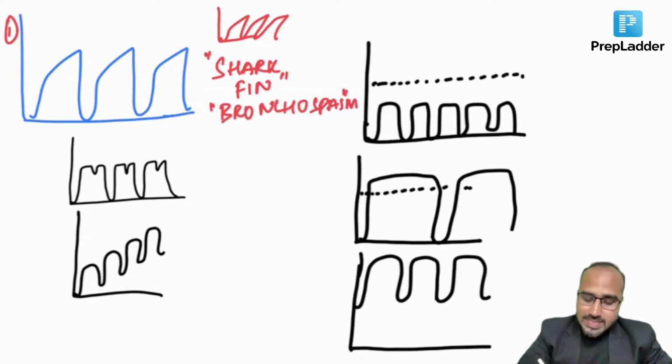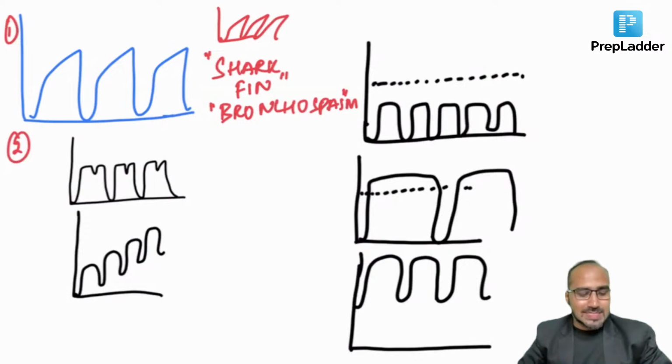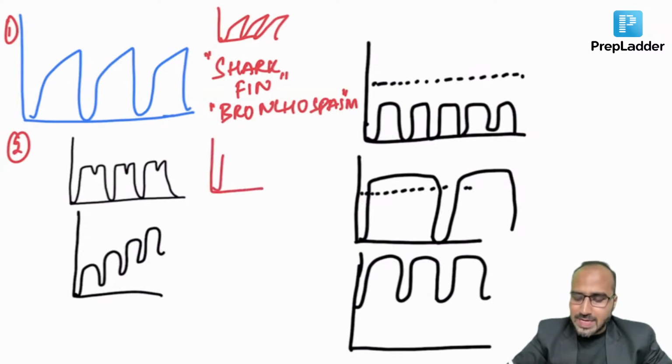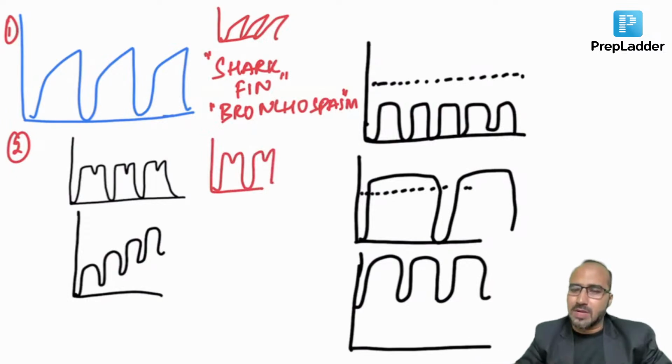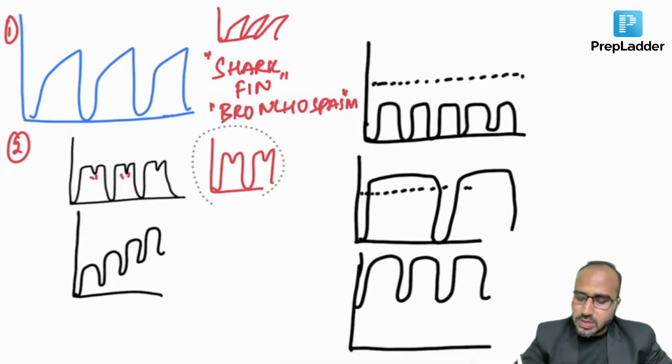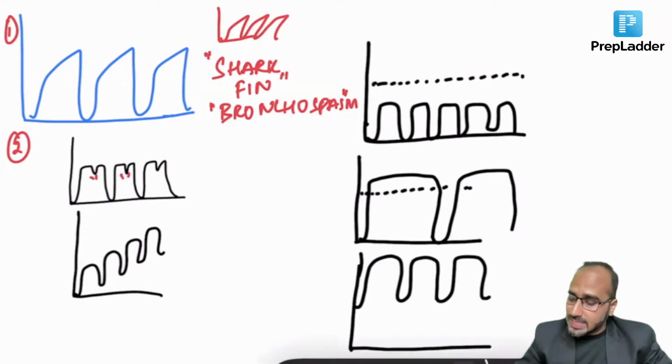Okay. Now, the second capnograph, guys, just look over here. During the capnography, you are seeing some waves coming like this. Is it normal, abnormal? It is abnormal. What is abnormal, guys, over here? This small notch is coming. What is that small notch called as? This notch is called as Curare notch.